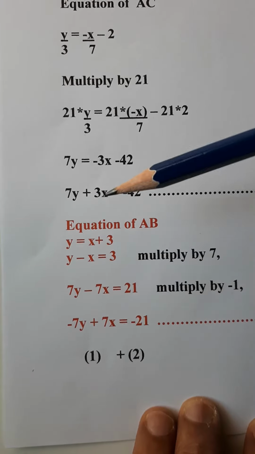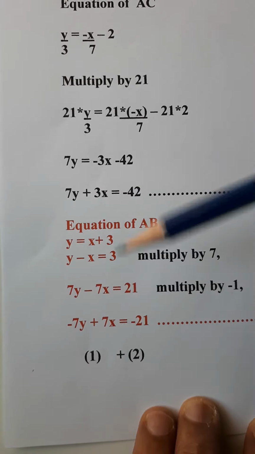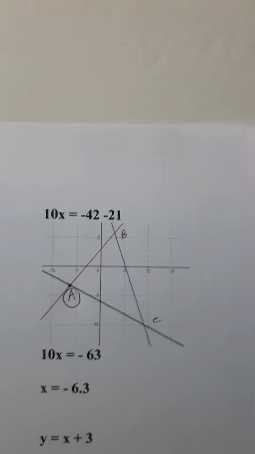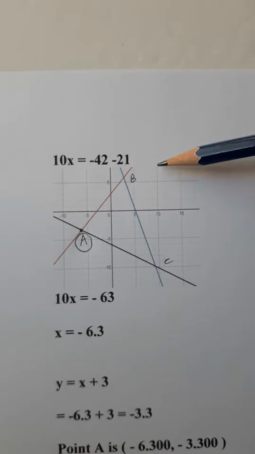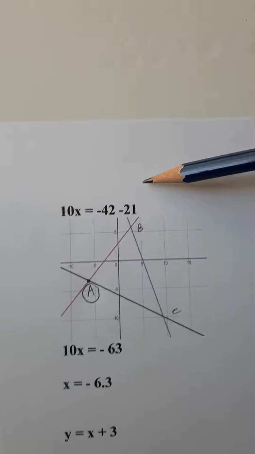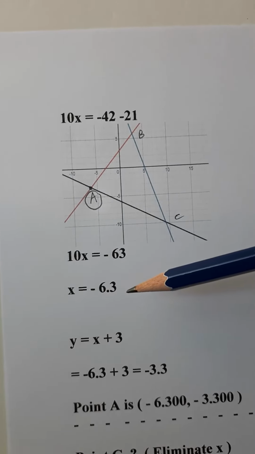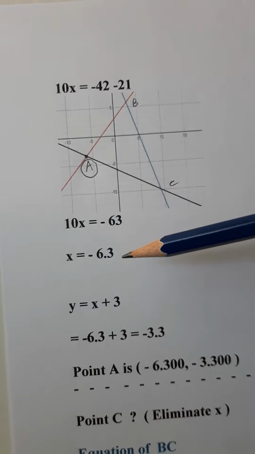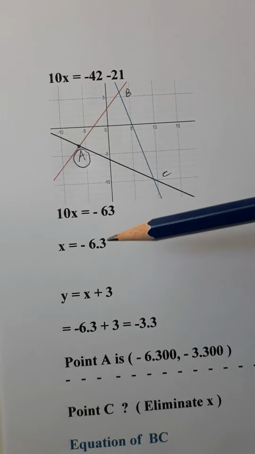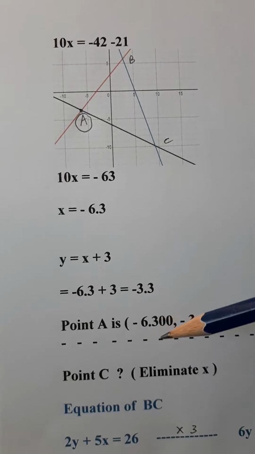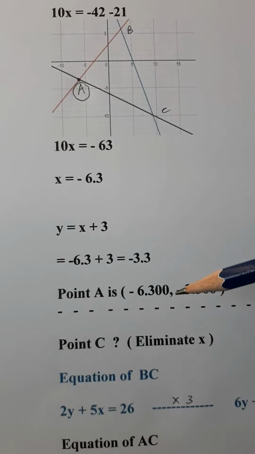7x plus 3x become 10x, and we can add these two numbers and we end up with the equation 10x equals minus 41 minus 21. Then divide both sides by 10, we get our answer as minus 6.300 actually. Then as before, we put that x value into this equation and get the corresponding y value. So our point A is this one.